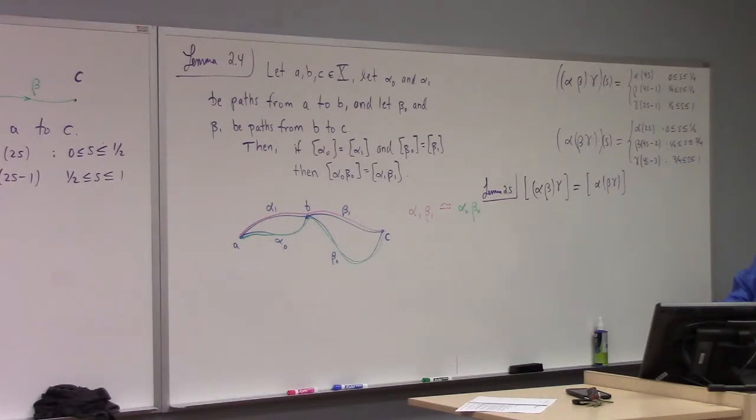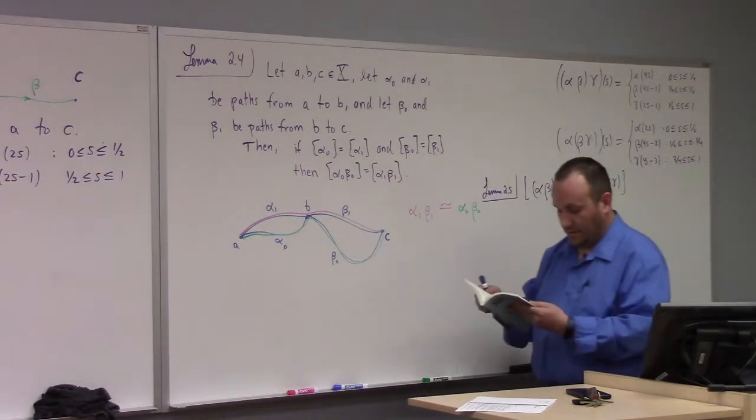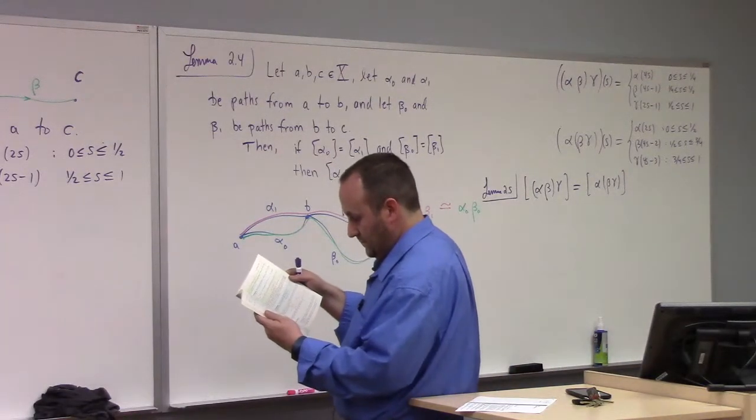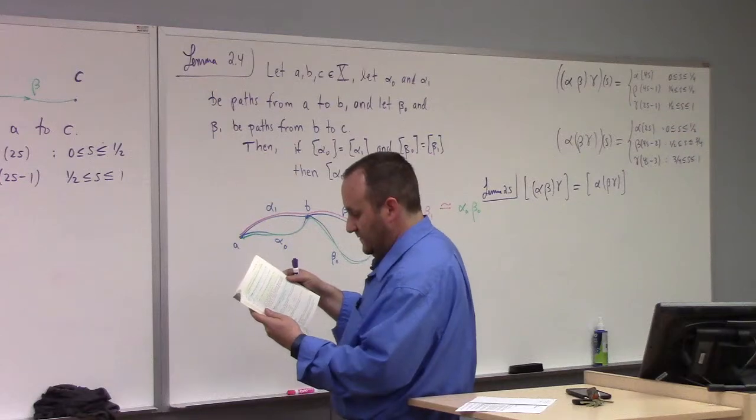And then what else? He defines constant. What's a constant path?